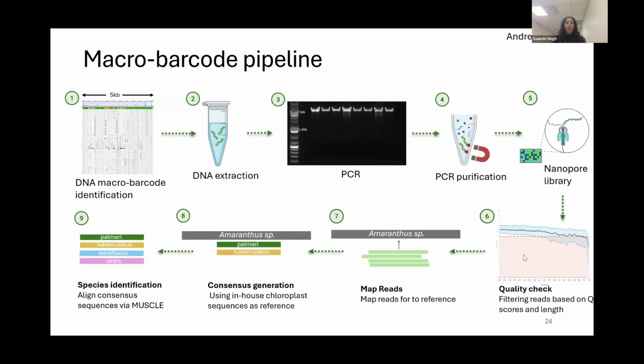Following this, we performed a quality check on the data. In this case, there were thousands of reads per sample, and so we filtered them based on the expected length and other quality control metrics. Then we mapped our reads, which meant that we aligned them to the exact same 5 kb region in the chloroplast, depending on the species. And since we had thousands of reads per sample, we generated consensus sequences, which essentially means that we took the most common nucleotides at each position of the barcode. These consensus sequences were then aligned to identify species-specific differences.